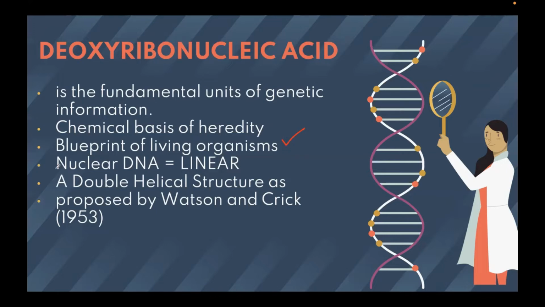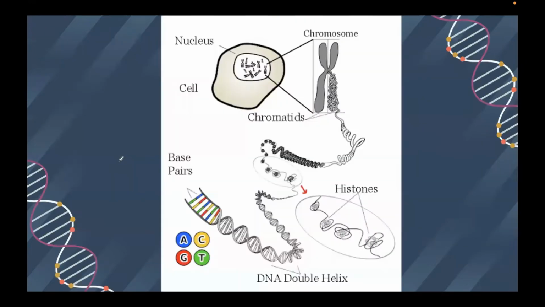And then usually, ang ating mga nuclear DNA, it is linear in form. Okay, kagaya nung nasa picture on your right side, pakitingnan, linear po siya. It is a double helical structure as proposed by Watson and Crick. Double helical, pansinin yung ribbon, double helix po siya. Okay, proposed by Watson and Crick noong 1953.